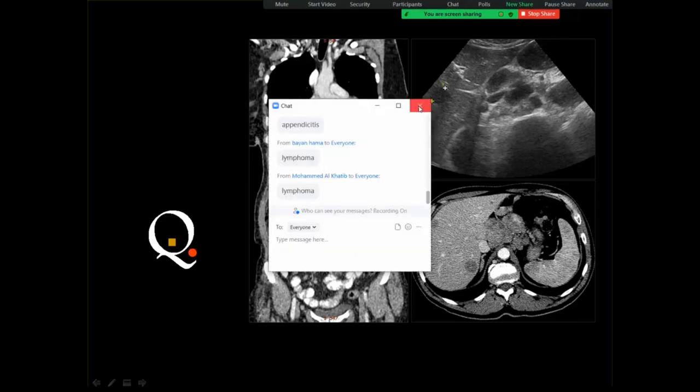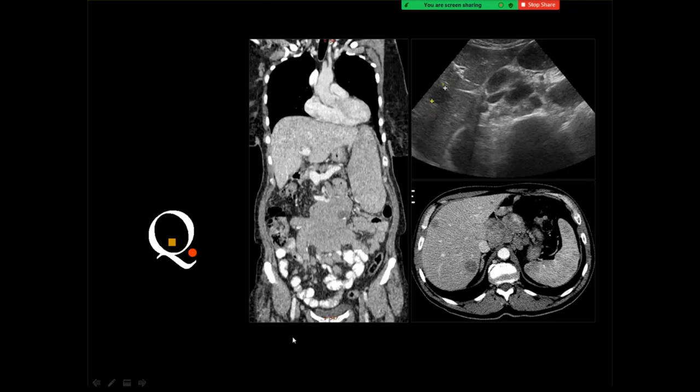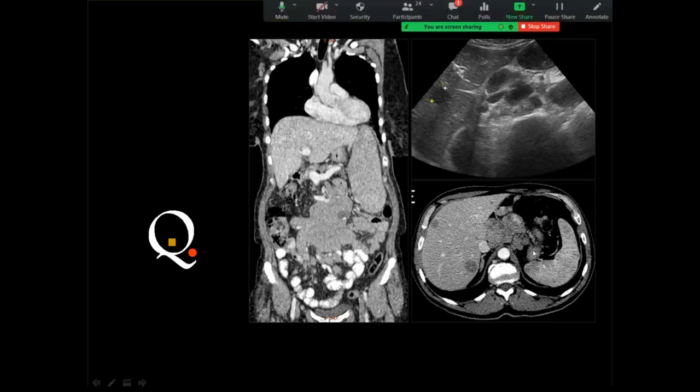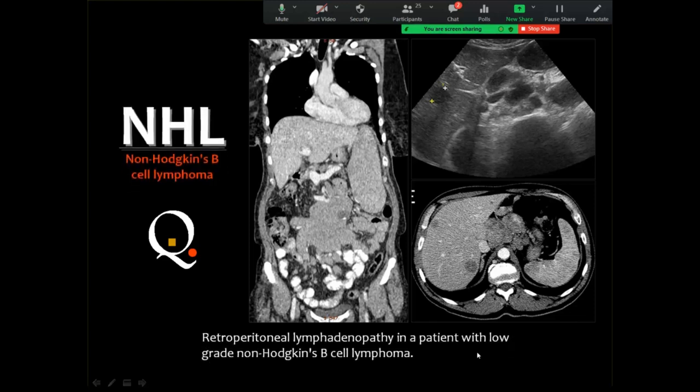Yes, the answer is right, and this is a case of lymphoma. And you see that the spleen is enlarged. There are multiple focal lesions in the spleen. Also, you see focal lesions in the liver, together with the presence of bulky abdominal lymph nodes around the root of the mesentery, and also seen well in the axial image. The case was a non-Hodgkin lymphoma B cell type.